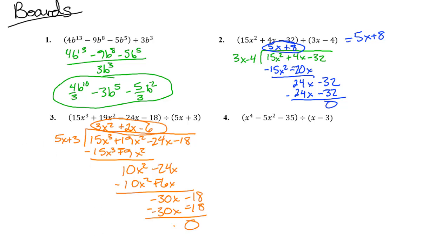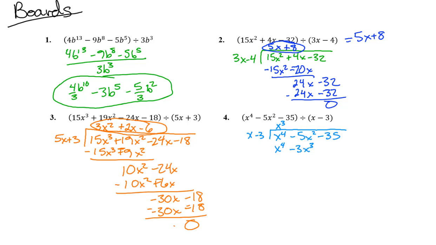All right, number 4. This is x minus 3 goes into x to the 4th minus 5x squared minus 35. All right, x goes into x to the 4th, x cubed times. And we get x to the 4th minus 3x cubed. Ooh, you'll notice this is a little bit of an issue. If we subtract, these are not like terms.